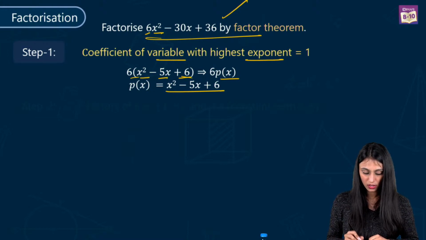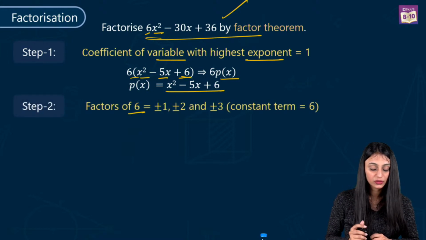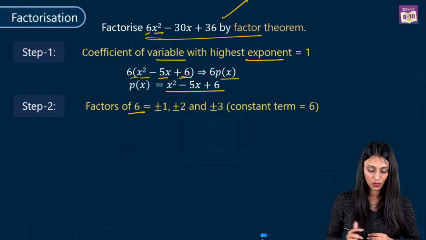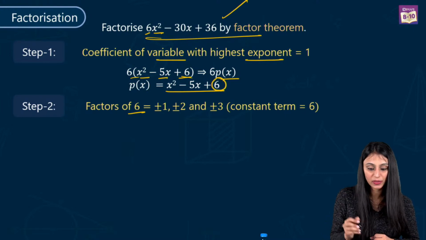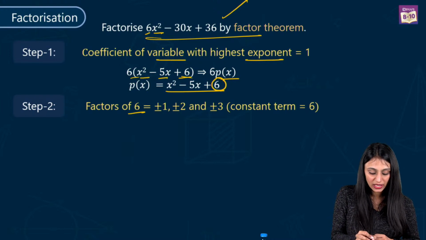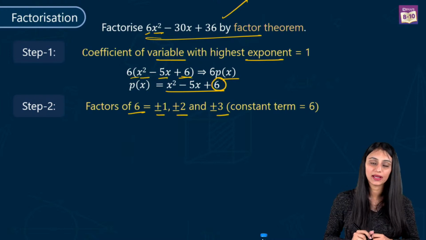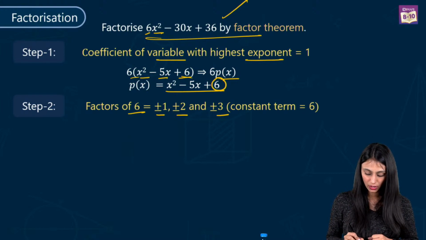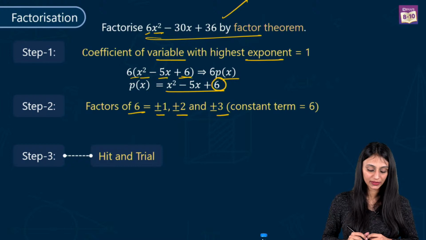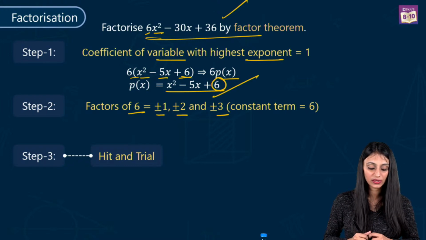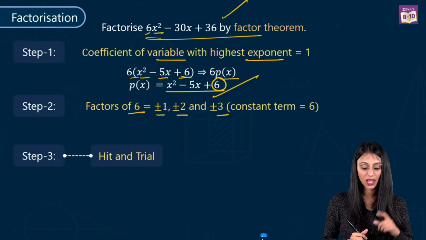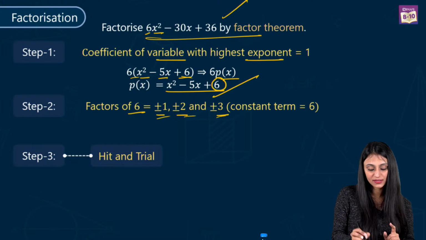Now we just have to find the factors of 6. This is the constant term because we picked the constant term only. So we have plus minus 1, plus minus 2 and plus minus 3. These are the factors of this constant term, that is 6. Now we are going to apply the hit and trial method. This is the given polynomial, x square minus 5x plus 6. One by one I am going to put all these values here.